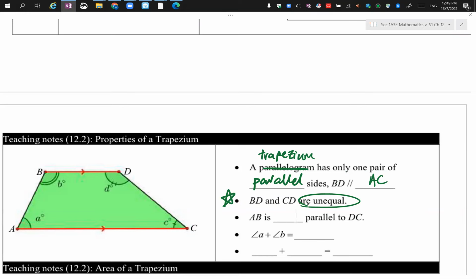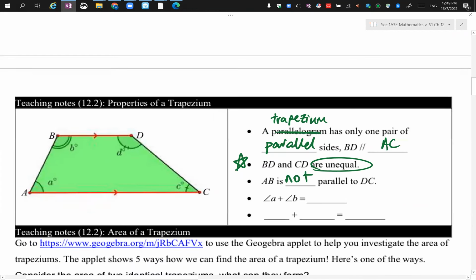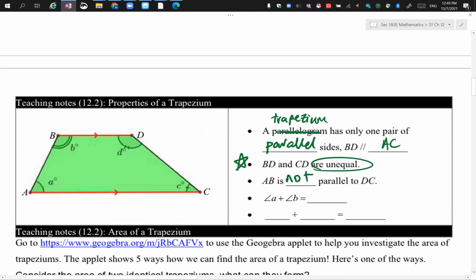AB is not parallel to DC. Okay, next one. Angle A plus angle B. What will it become? 180 degrees. What is the reason? Interior angles, parallel lines, good. So you will be tested on angles for your next topic, for next WA. Your next weighted assessment is in week 6. We are currently in week 3.